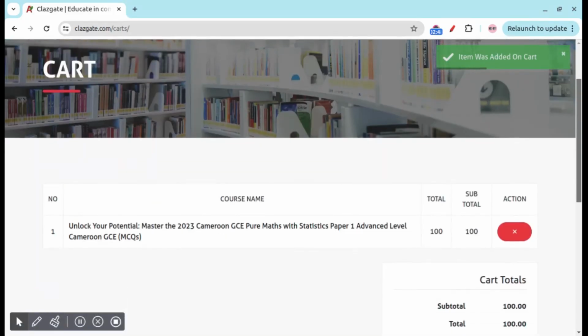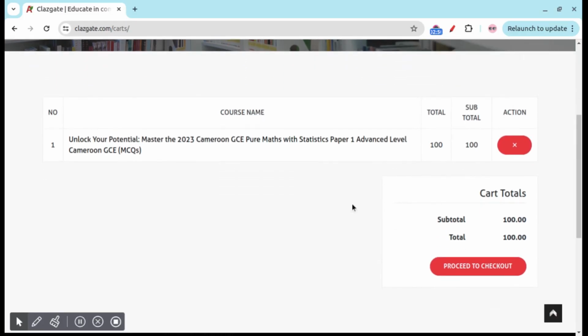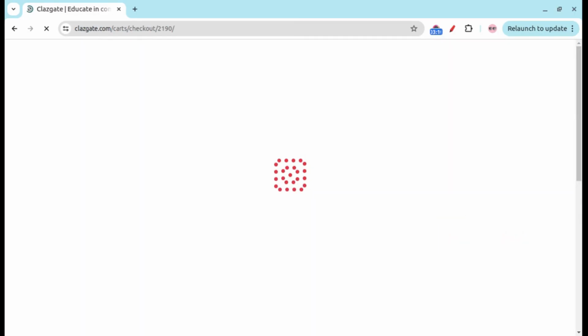We have clicked the cart icon and we are waiting. And yes, see, this is what is in our cart. We have Cameroon GCE 2023 pure maths with statistics paper 1 advanced level solutions MCQs, and it's 100 francs. So the total we're paying is 100 francs, no charges. Just proceed to check out. Click the proceed to check out button like I have done.